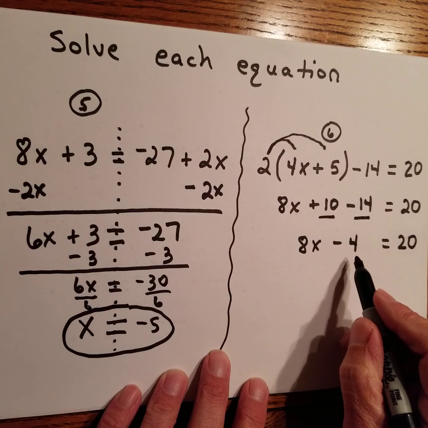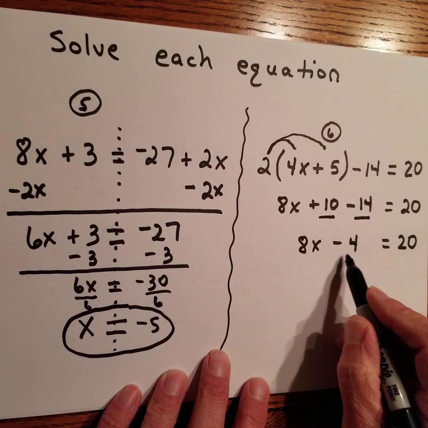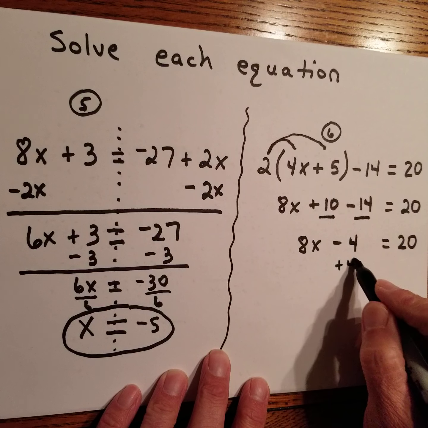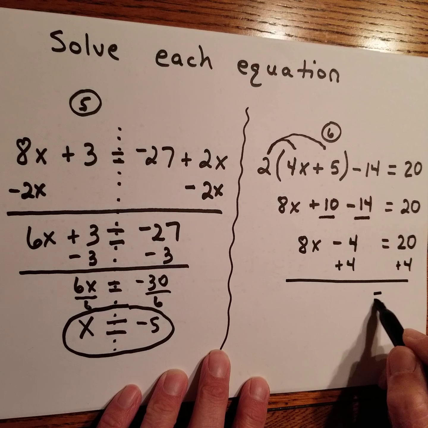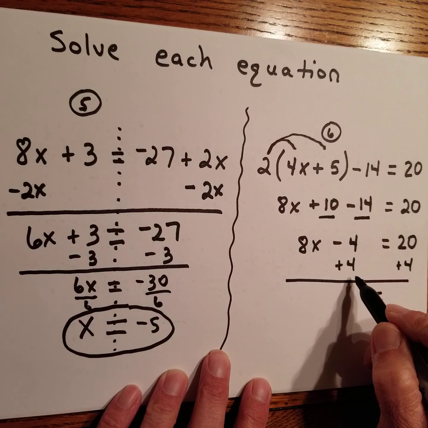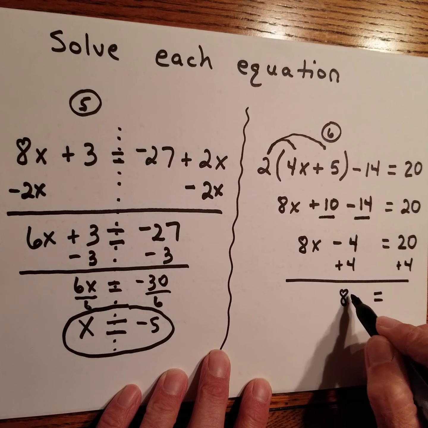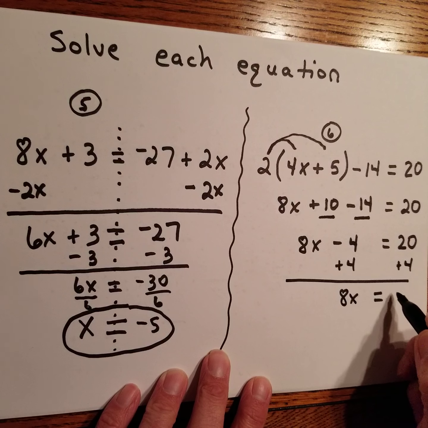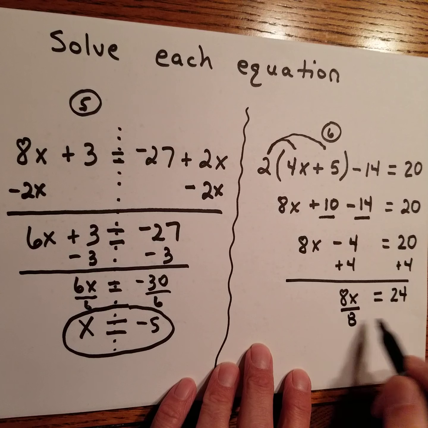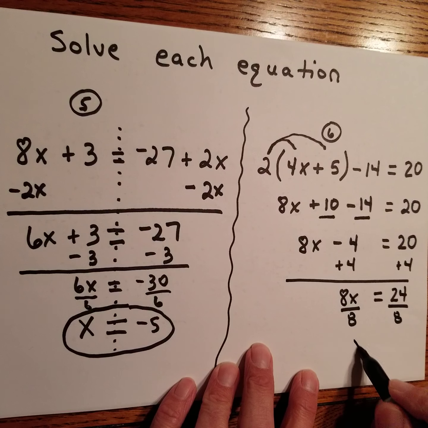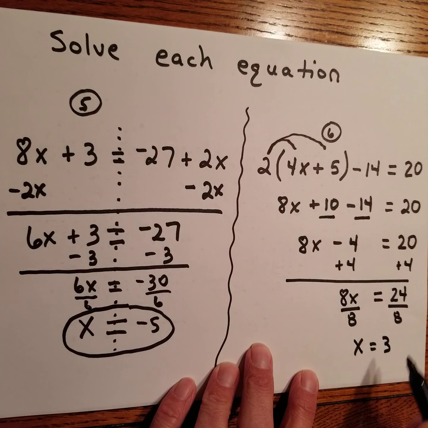Now to get x by itself, we want to get rid of the 4. The inverse of subtraction is addition. Negative 4 and positive 4 is 0, plus 8x. 20 plus 4 is 24. And when I divide by 8, my final answer is 3.